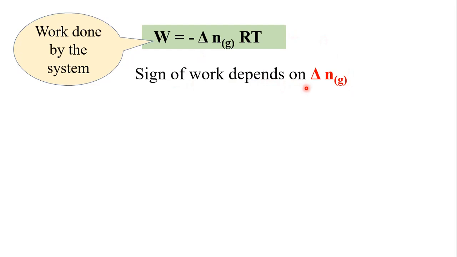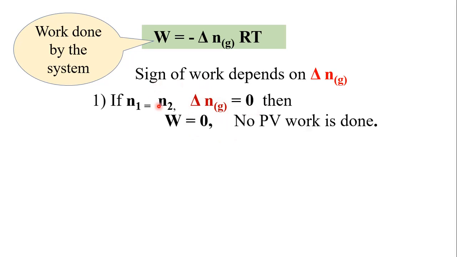The sign of this work depends upon what? The value of delta n, that is, the change in number of moles. How, we will see here. Suppose n1 is equal to n2, that is, the number of moles of gaseous reactant and gaseous product are the same. Then delta n is equal to 0, and in such a case W, the work done for such a chemical reaction, is equal to 0, because delta n is equal to 0. So no pressure-volume work is done in such cases.